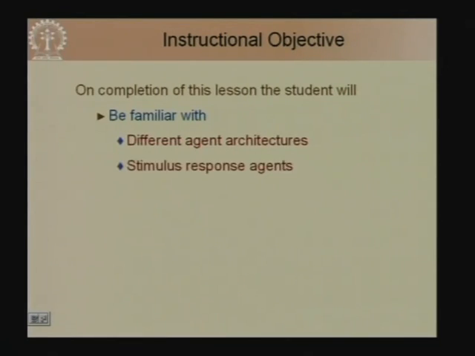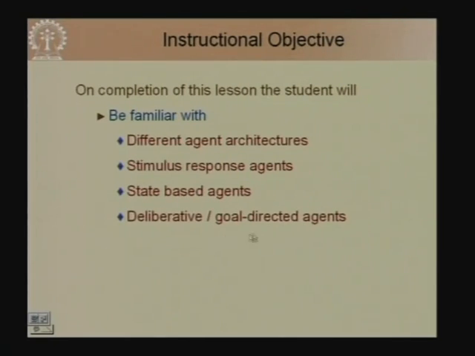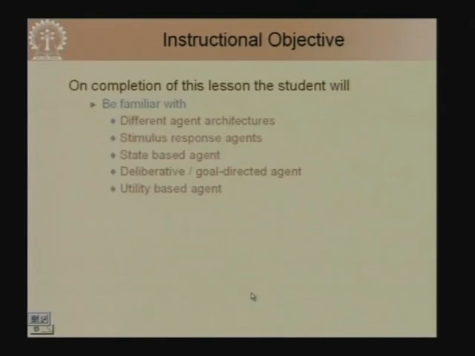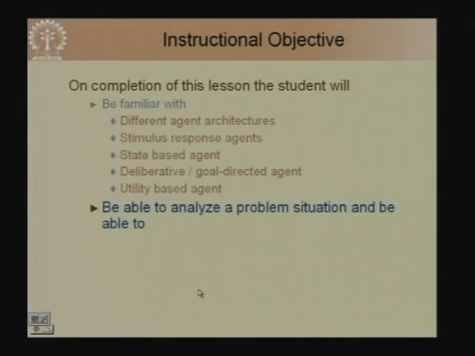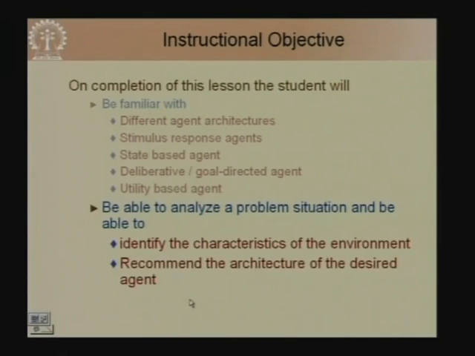We will also look at the concept of bounded rationality, which is the rationality that we will deal with. So, in summary, we will be familiar with the different agent architectures, including stimulus response agents, state-based agents, deliberative or goal-directed agents, utility-based agents, as well as learning agents. And you should also be able to identify, given a problem situation, the characteristics of the environment and recommend what the architecture of the desired agent should be in this environment.